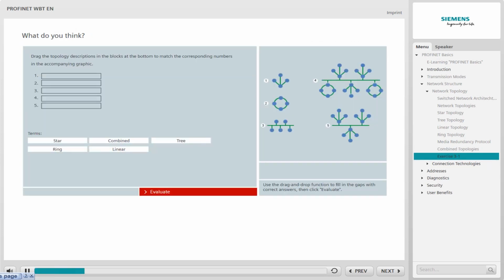What do you think? Drag the terms in the blocks to match the corresponding statements. Then click Evaluate.